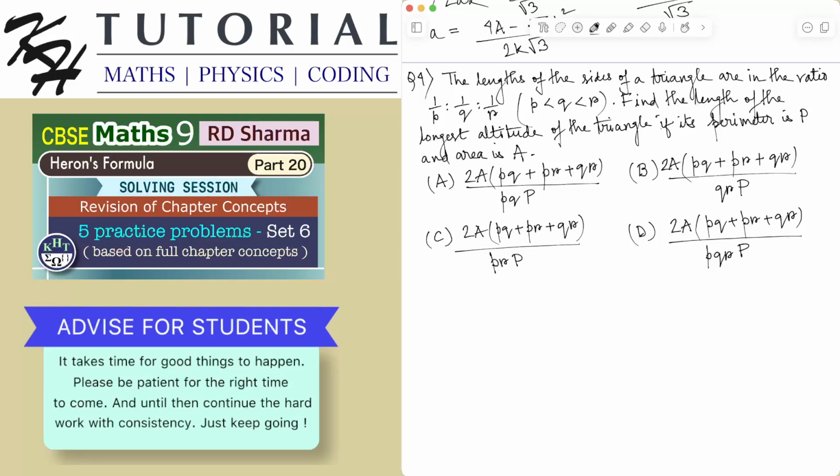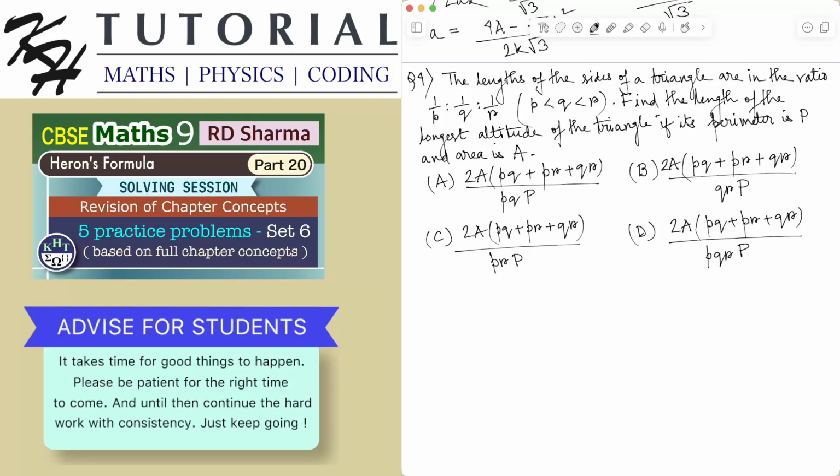Now the concept is the longest altitude of a triangle is the altitude corresponding to the shortest side. So we have to find the length of the shortest side. Once we know the length of the shortest side, then we can easily find its corresponding altitude, which is the longest altitude. Now we have to first find the length of the sides of the triangle. The ratio of the length of the sides is given, and we know that the sum of the lengths of the sides is also p.